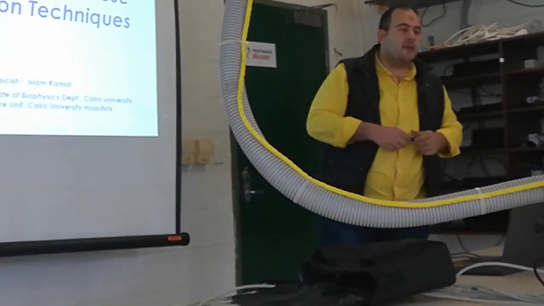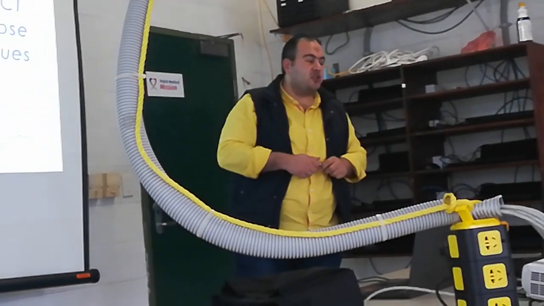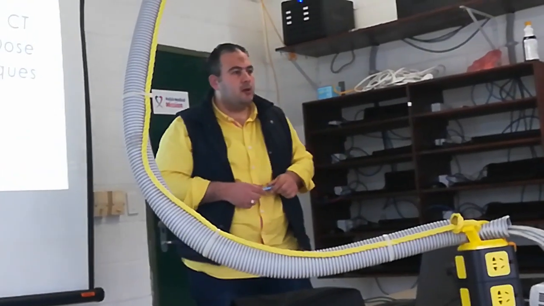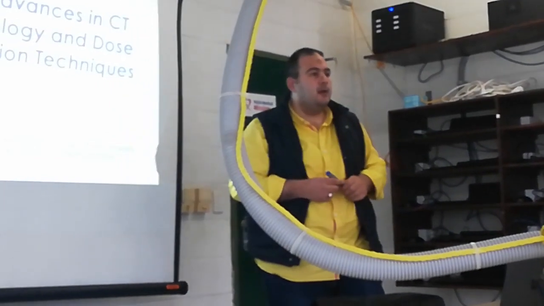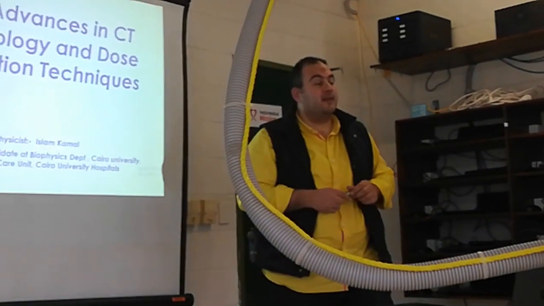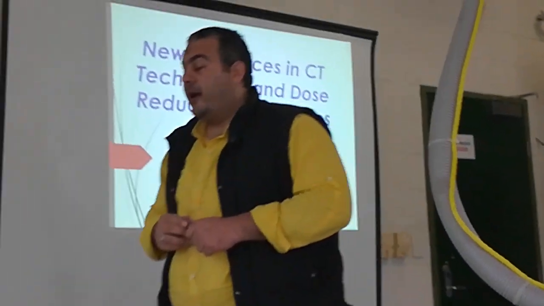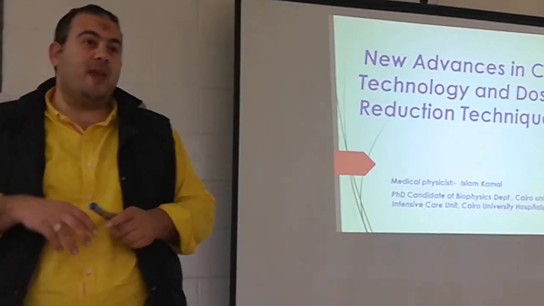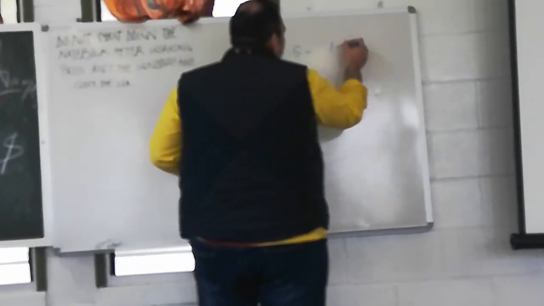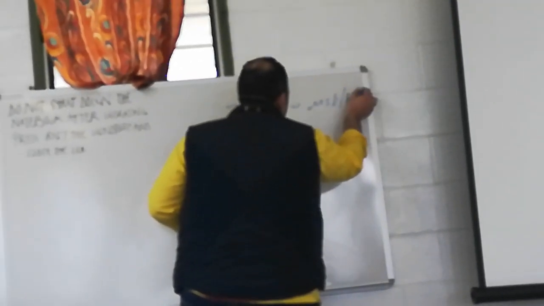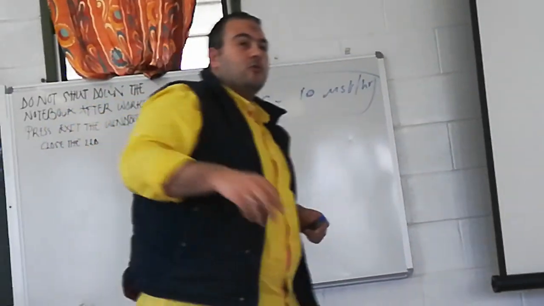For workers or technicians, there is no direct exposure to radiation because our technician will be outside in the control room. So no direct exposure. The CT room is shielded well with lead equivalent material, okay? The permissible exposure dose outside is from 7.5 to 10 microsievert per hour. This is the permissible dose rate outside, in the control room.